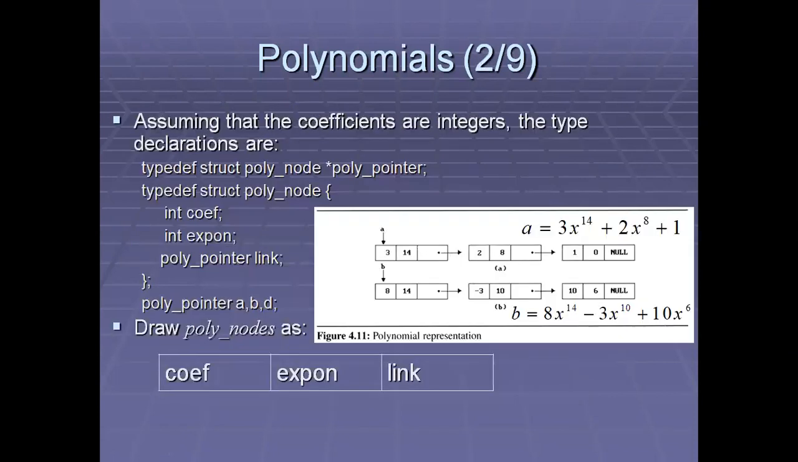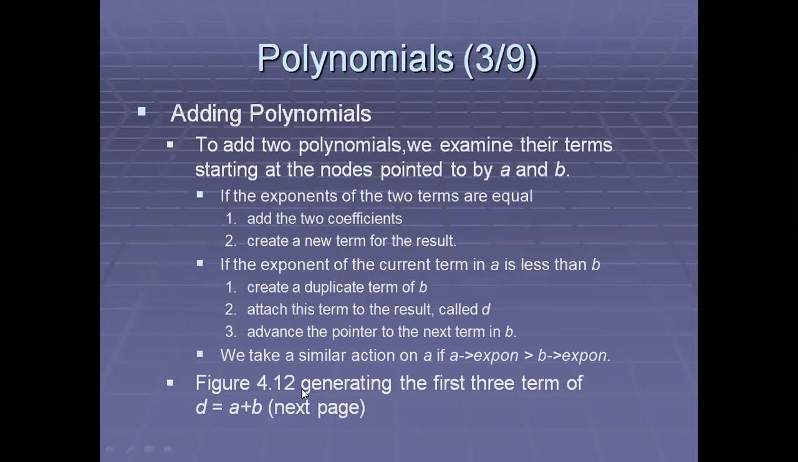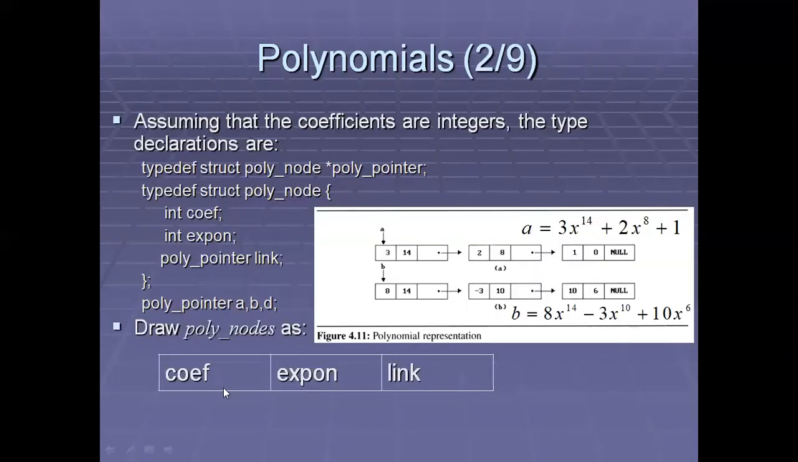Now, to add two polynomials, mainly what you have to understand is this part: coef, expon, and the next one is link.